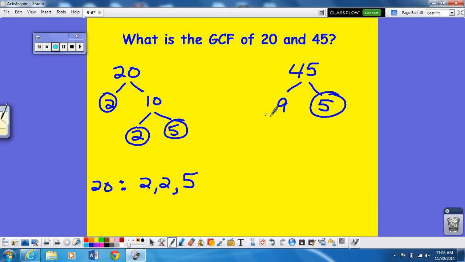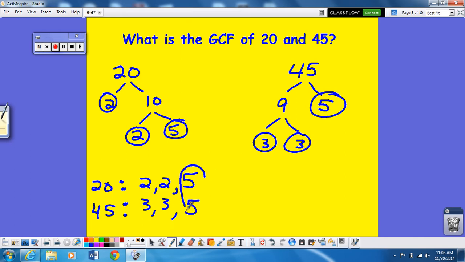45, I'm going to do 9 times 5. 5 is prime. 9 needs to be broken down a little bit more. It's not prime, but 3 times 3, those 3's are prime. So my factors for 45 are 3, 3, 5. Here is my common factor. So the GCF for 20 and 45 is simply 5.